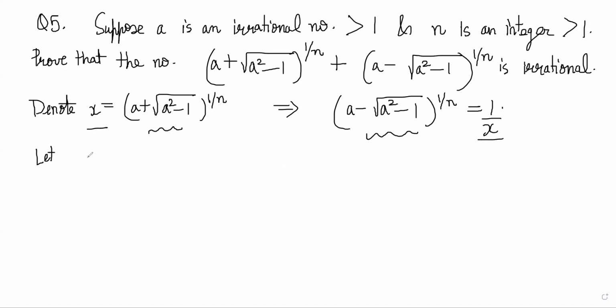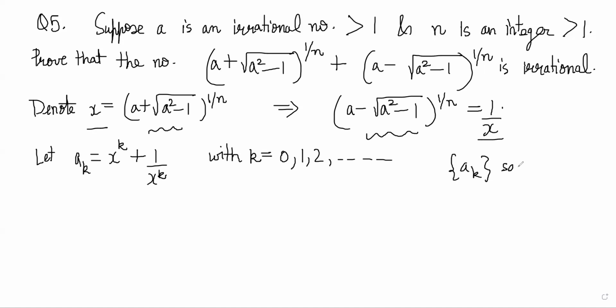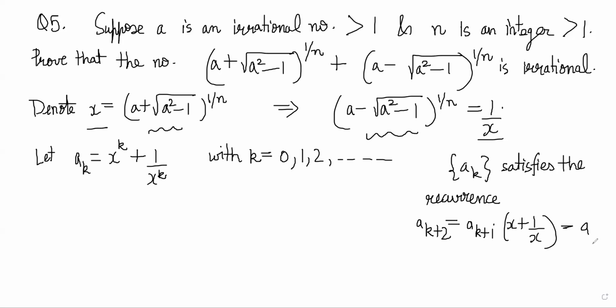So let's say we denote a_k as x power k plus 1 by x power k, with k going from 0, 1, 2, and so on. You will realize this sequence a_k satisfies the recurrence a_(k+2) is equal to a_(k+1) multiplied by (x plus 1 by x) minus a_k. You should check this. It is very simple to check.